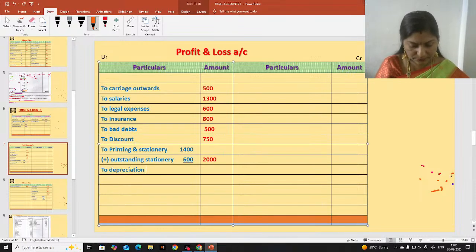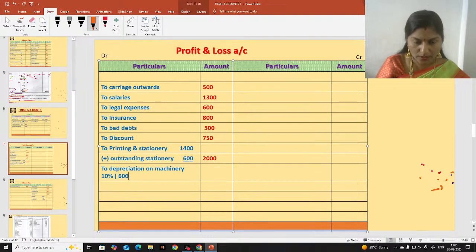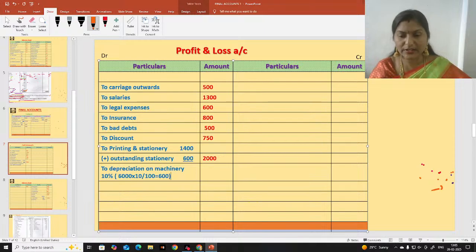Depreciation on machinery. How much percentage? 10%. So we should calculate that. How are we going to calculate? What is the value of the machinery? 6,000, just now we took. 6,000 into 10 divided by 100. So we get how much? We get 600. So 600 is the depreciation. We record 600 in the amount column.